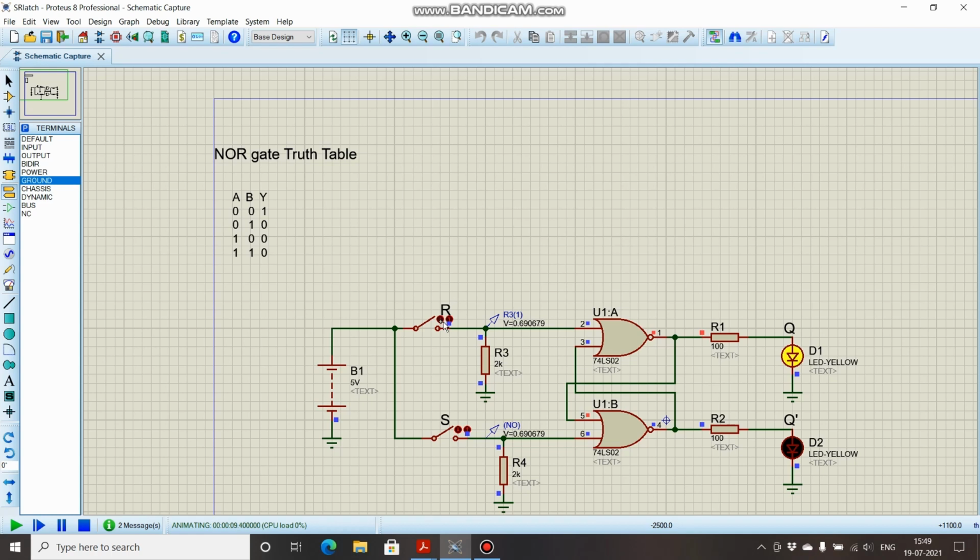Now again, R as 1 and S as 0. So Q bar should be 1 and Q should be 0. See, now if I open this R and give it 0, this state will be retained. If I keep both as 1, R as 1, S as 1, it is a forbidden state. None of the LEDs will glow. So we can change the state. Whenever I take R as 0 and S as also 0, the previous state of Q and Q bar is retained. Thus we can say that this SR NOR latch is able to store this data in it.